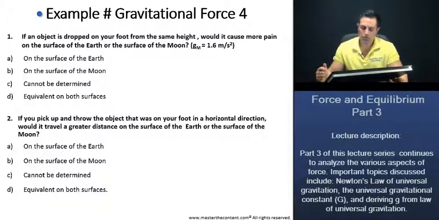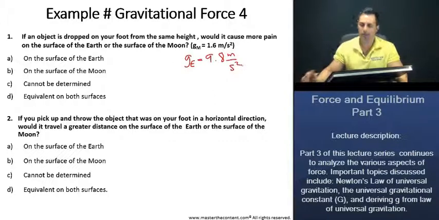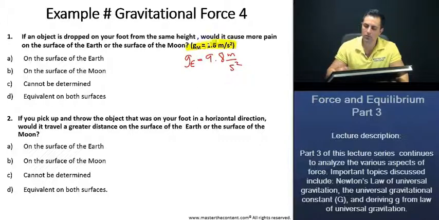Example, gravitational force 4. If an object is dropped on your foot from the same height, would it cause more pain on the surface of the Earth or the surface of the Moon? Now, the acceleration due to gravity on Earth, we just said, was 9.8 meters per second squared. What is the acceleration due to gravity on the Moon? Well, if we see here, it is 1.6 meters per second squared. That's roughly 1/6 of the downward acceleration on Earth.